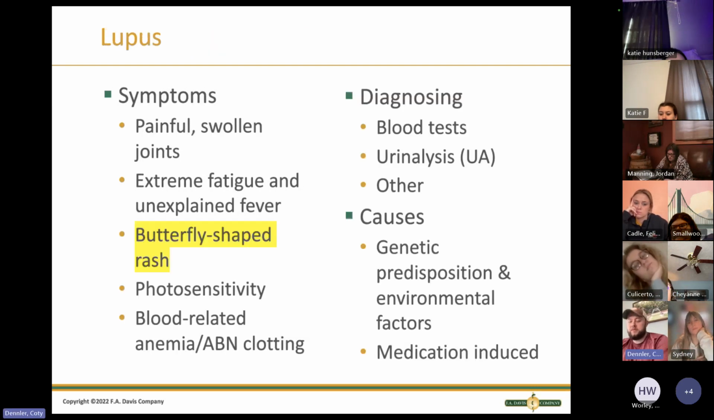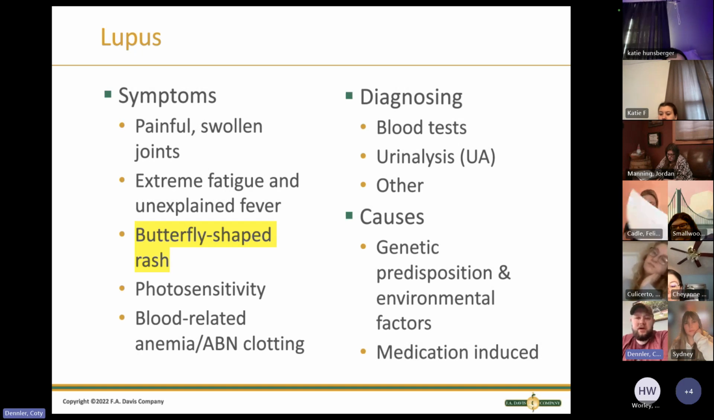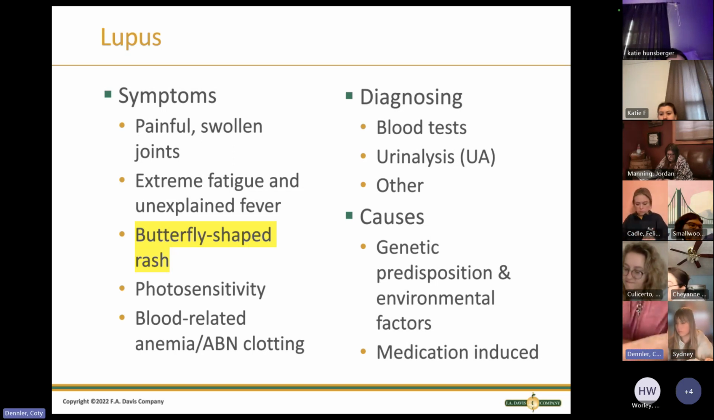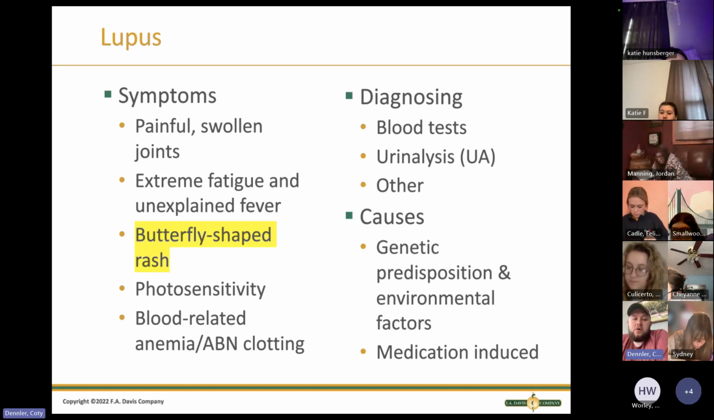All right, let's go to our next one. So this one is called lupus. If you guys go to page, I think it's 634. Yeah, 634 in your book, bottom left-hand corner. So with lupus, it's another arthritic condition. You see painful and swollen joints.